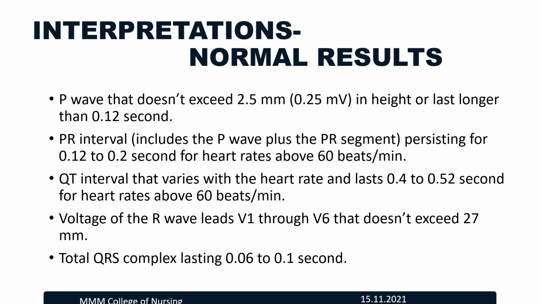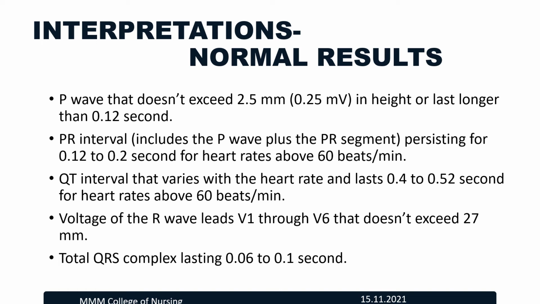Before interpretation, we must know the normal results. P wave does not exceed 2.5 mm in height and lasts no longer than 0.12 second. PR interval lasts 0.12 to 0.2 second for heart rates above 60 beats per minute. QT interval varies with the heart rate and lasts 0.4 to 0.52 second for heart rates above 60 beats per minute. The voltage of the R waves in leads V1 through V6 does not exceed 27 mm.